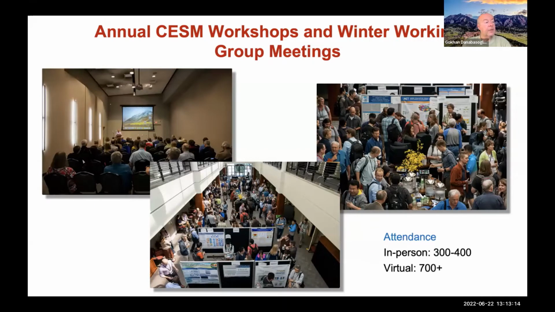Another effort, or another separate area in a sense, for us to engage the community is our annual CSM workshops, as well as winter working group meetings. So once a year, and it was just last week for us, we have the CSM annual workshop. When we have the meetings in person, we get of the order of 300 to 400 in-person attendees.